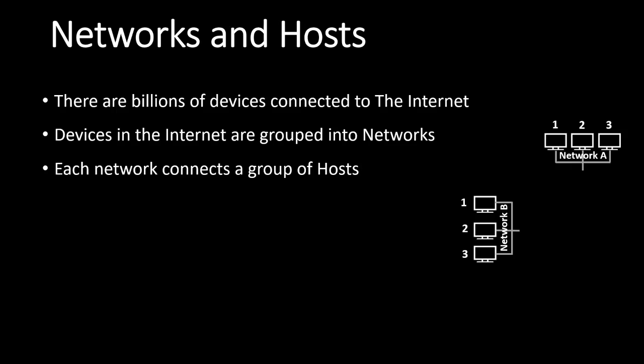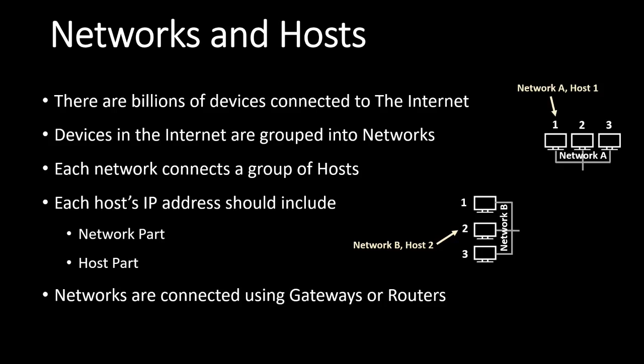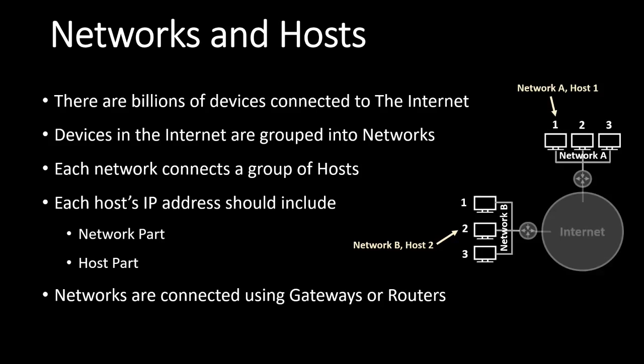So to identify any device in this setup, we need to know network name and host number to address this device specifically. So each host IP address should include network part, which is network A for example, or network B, and host part, which is anything between 1 to 3 in this setup. For example, this device here is network A host 1, and this device here is network B host 2. And for networks to communicate with each other, we need a special device called router or gateway, and these routers or gateways should be able to communicate with each other over the internet.